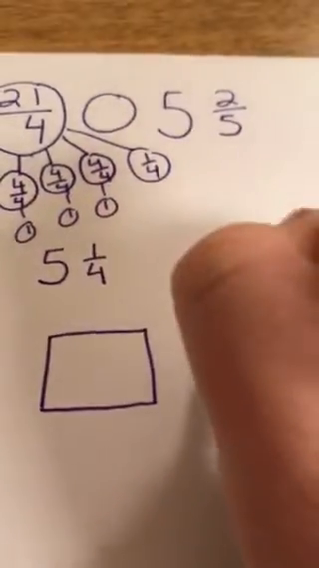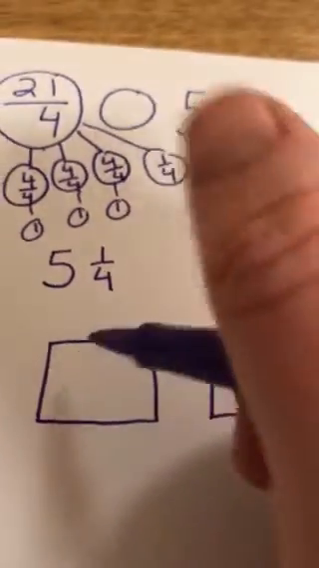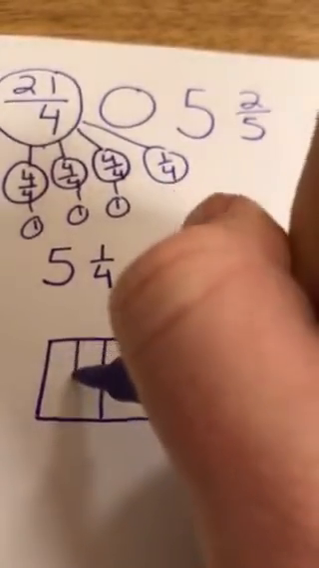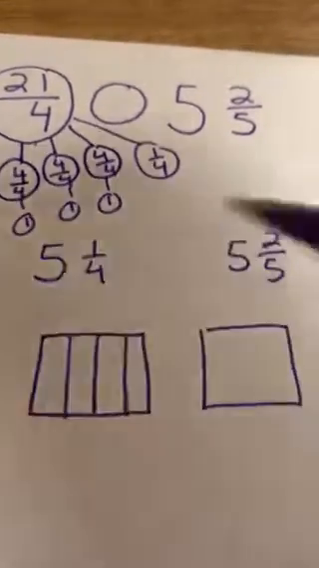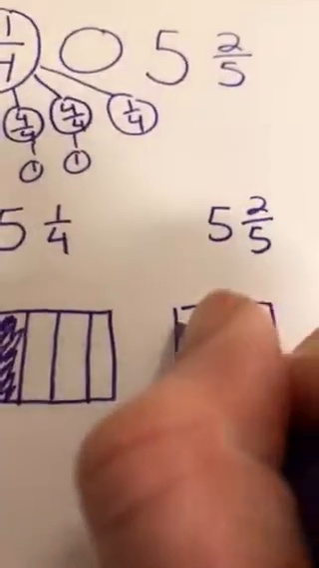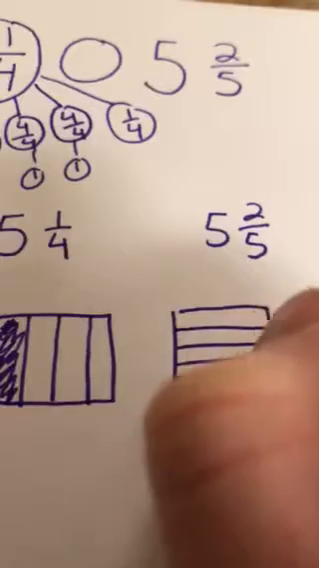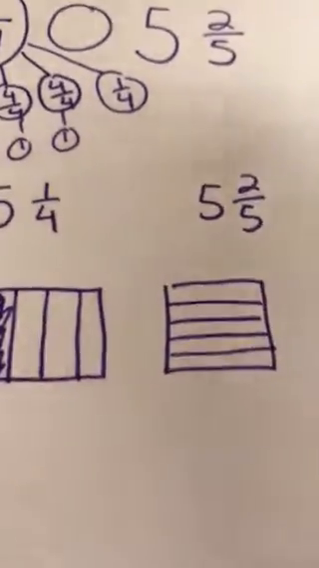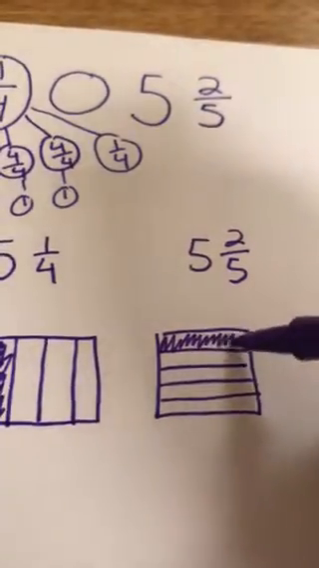I'm actually going to draw 2, and they're going to be the exact same size. Okay. This one I'm going to represent using vertical lines. Vertical lines go up and down, and since I have fourths, I'm going to have 4 columns up and down, and I'm going to shade 1 fourth. So I have 4 pieces, and I shaded 1 of them. Over here I'm going to represent 2 fifths, but I'm going to represent those with horizontal lines. And notice horizontal lines go side to side. 1, 2, 3, 4, 5. And I'm going to shade 2 of them because my numerator tells me how many pieces I need to shade in.